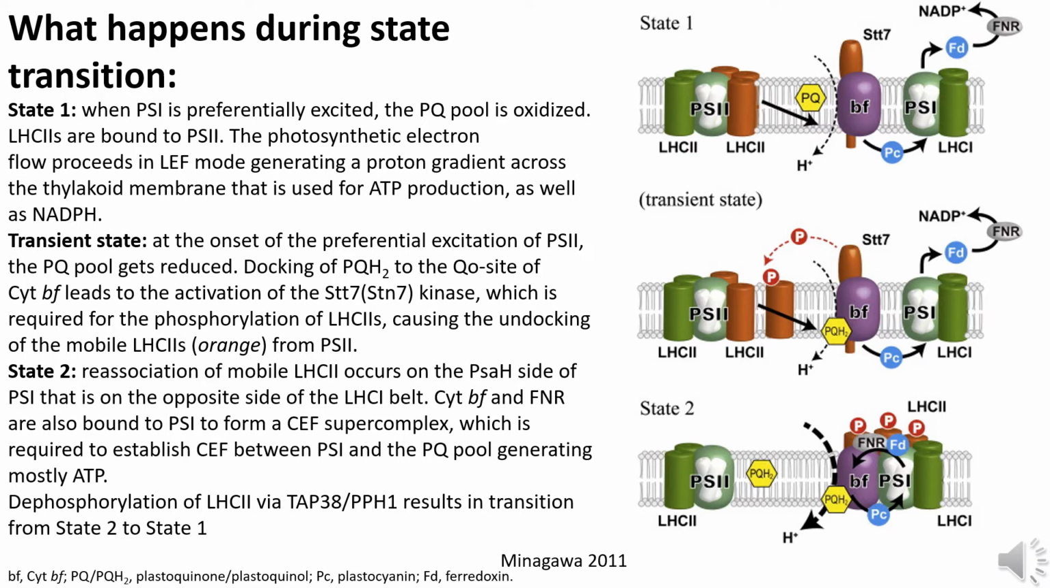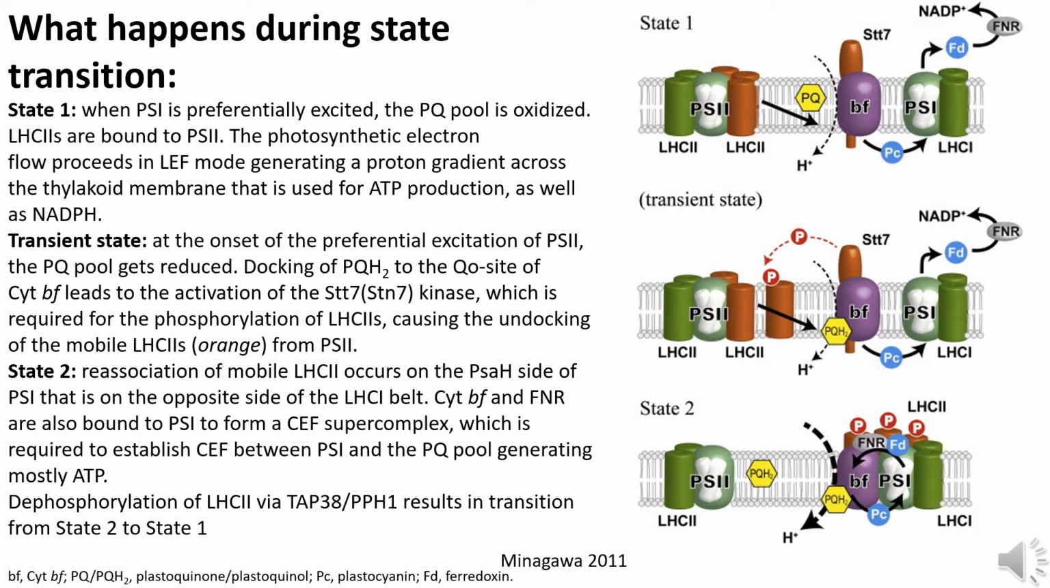In the transient state between state 1 and state 2, at the onset of preferential excitation of photosystem 2, the plastoquinone pool gets reduced. Docking of reduced plastoquinol to the QO site of cytochrome b6f leads to the activation of the STT7 or STN7 kinase, which is a serine threonine kinase, and this leads to the phosphorylation of the serine and threonine residues in light harvesting complex 2, which causes undocking of the mobile light harvesting complex 2s from photosystem 2.